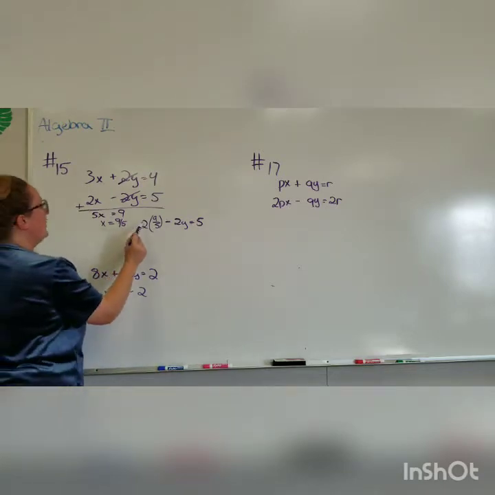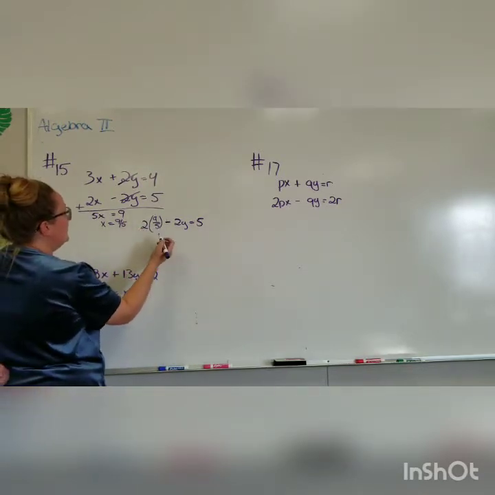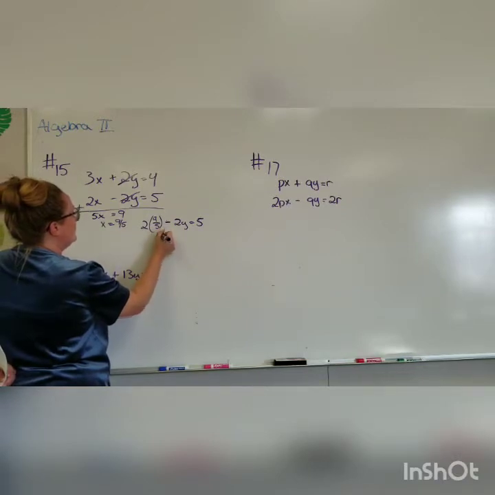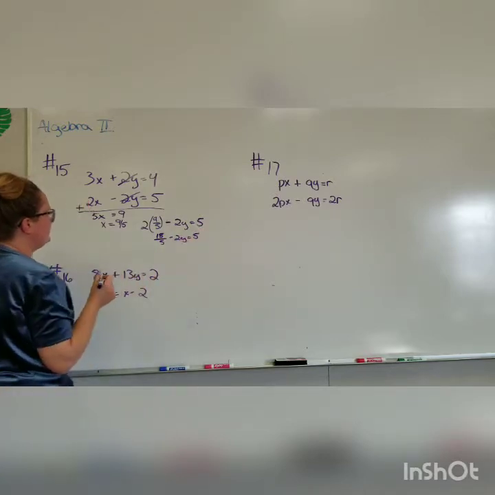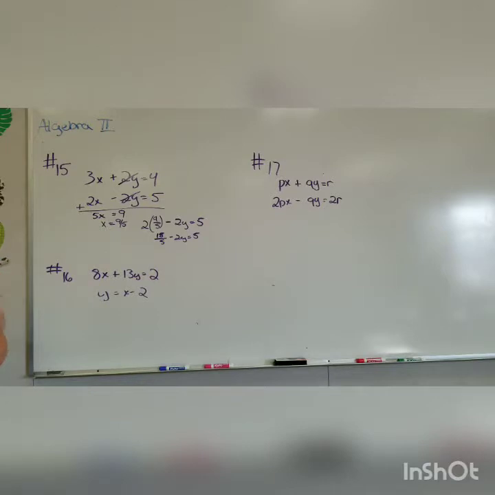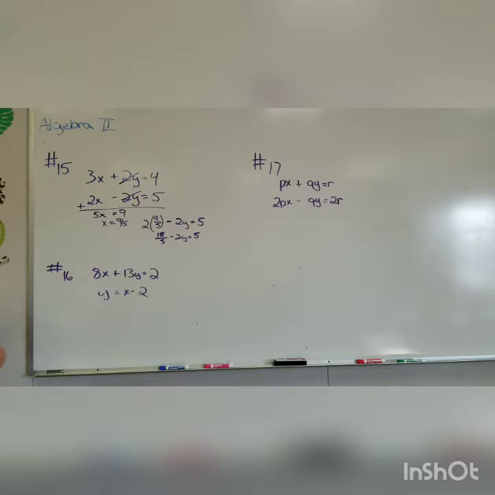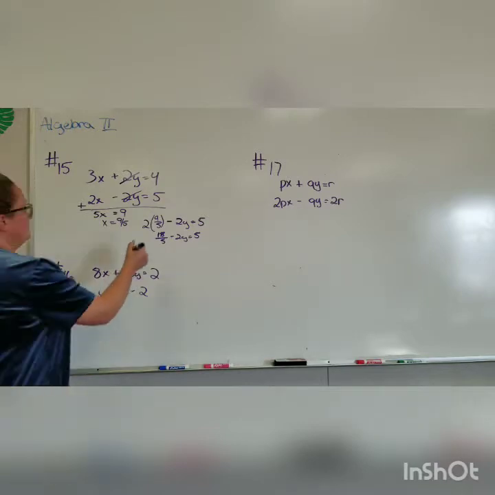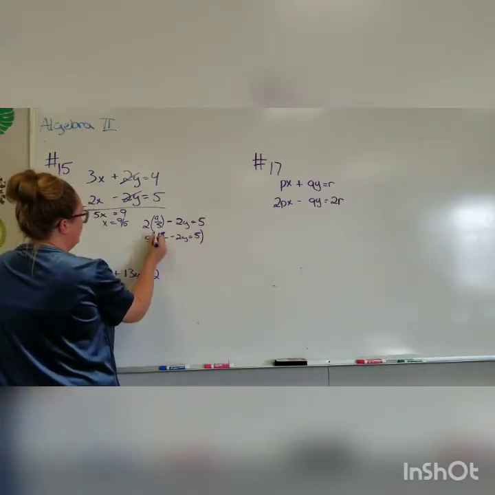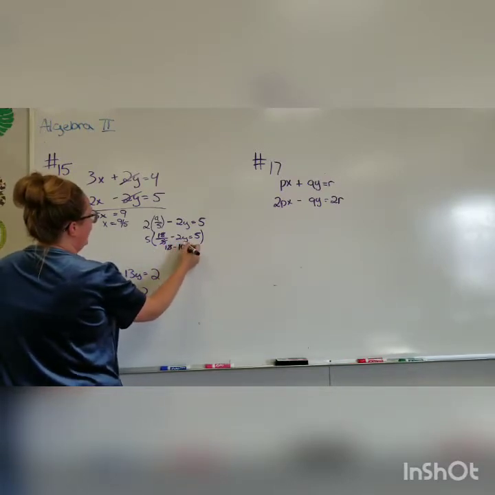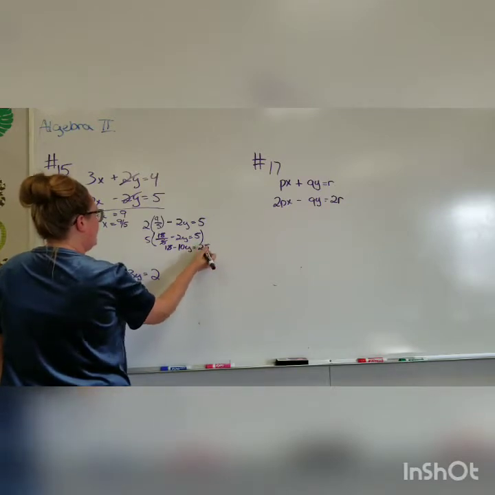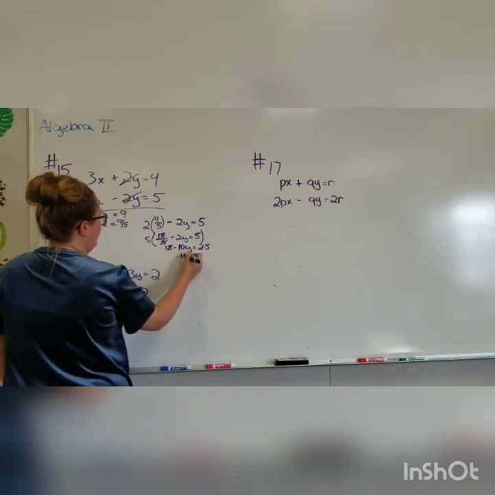All right, so I'm going to go ahead and do this multiplication. 2 times 9 is 18. 18 over 5 minus 2y equals 5. To get rid of the fraction, I'm going to multiply by 5 to eliminate the fraction in this equation. So I'm going to multiply by 5. The 5 cancels out here. You're left with 18 minus 10y equals 25.